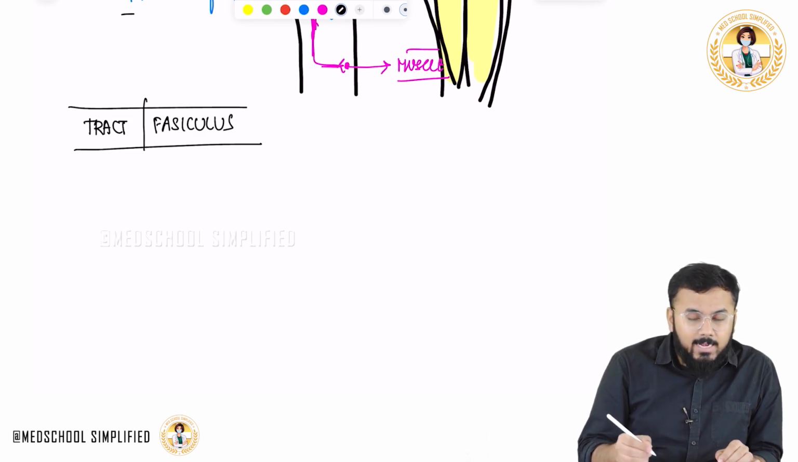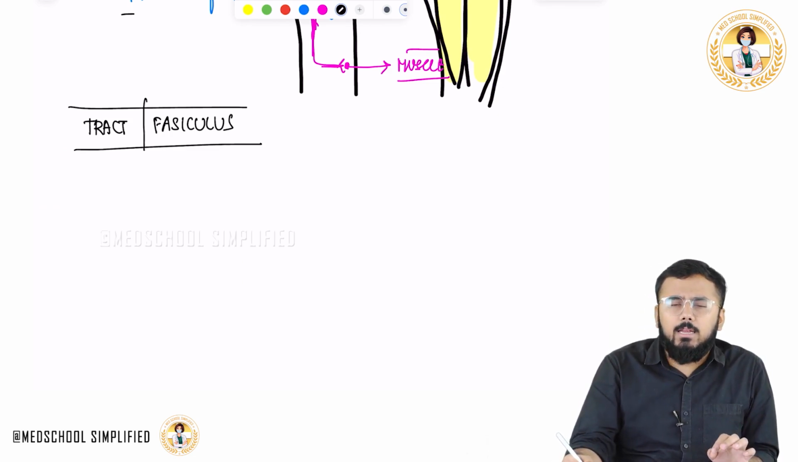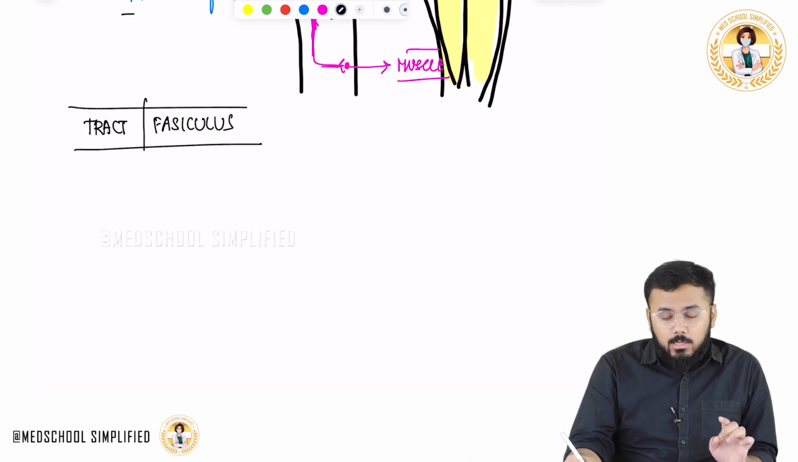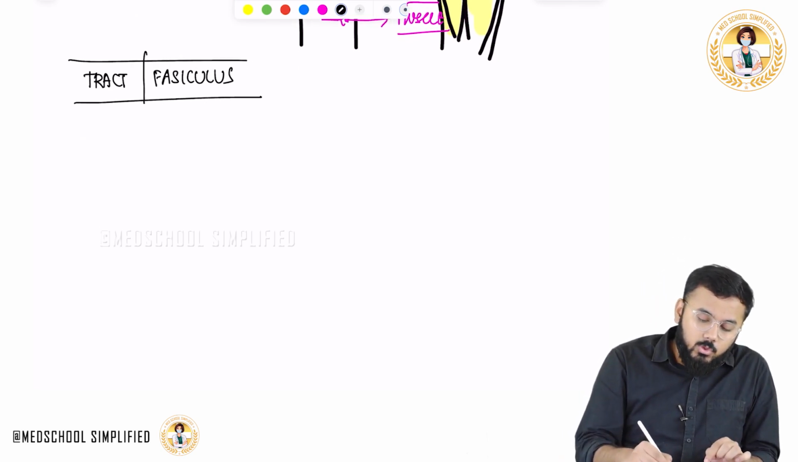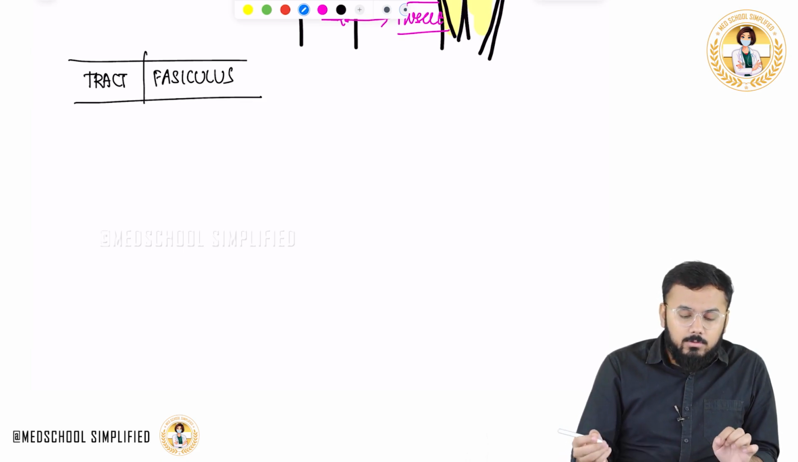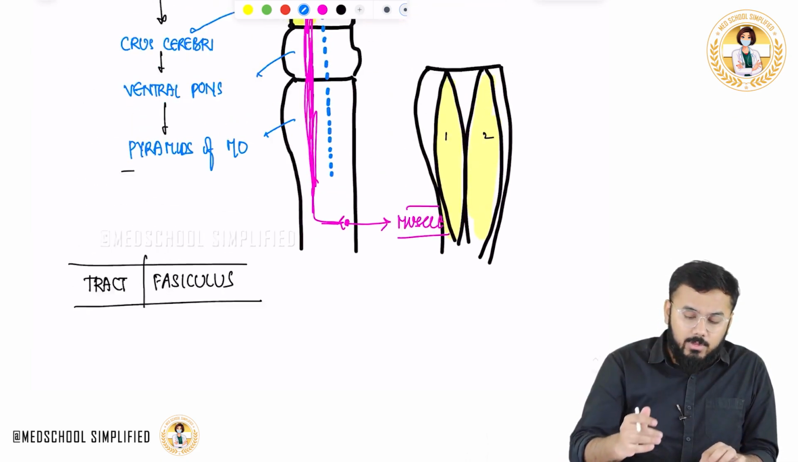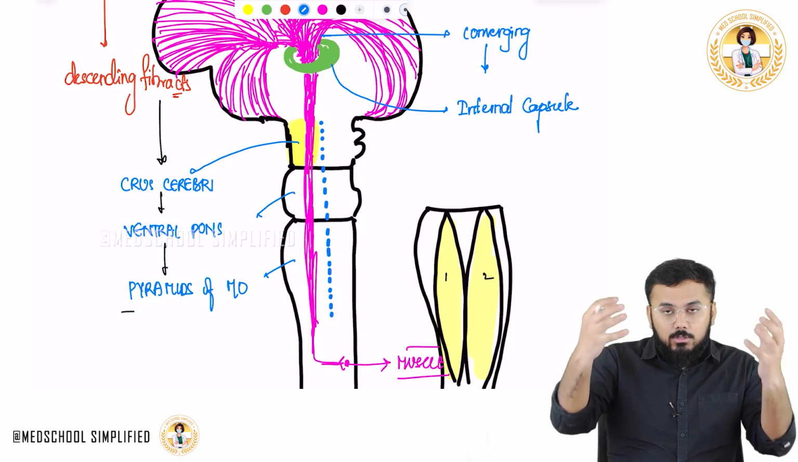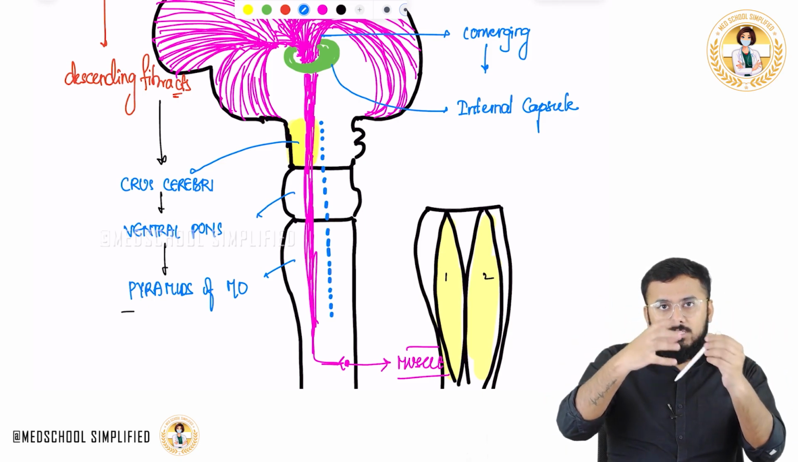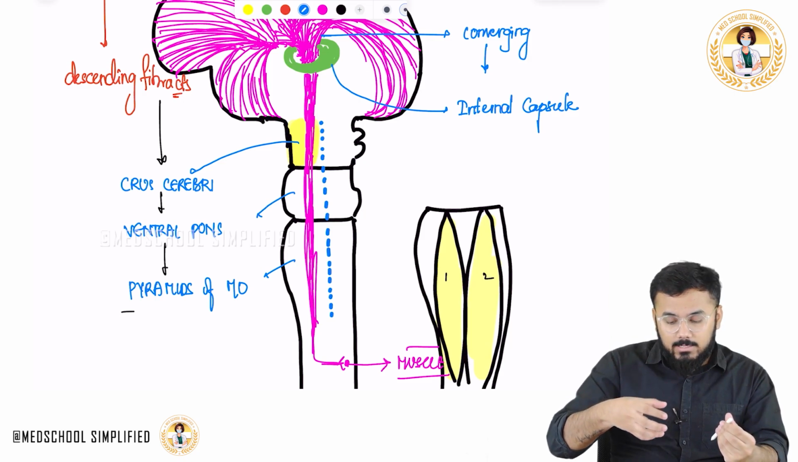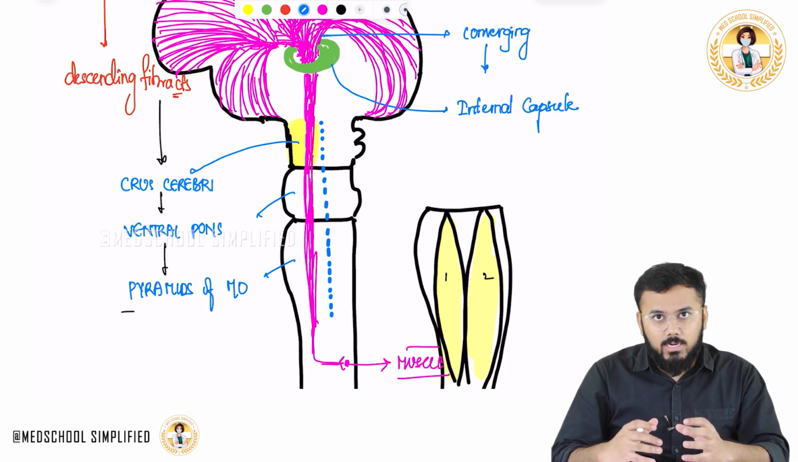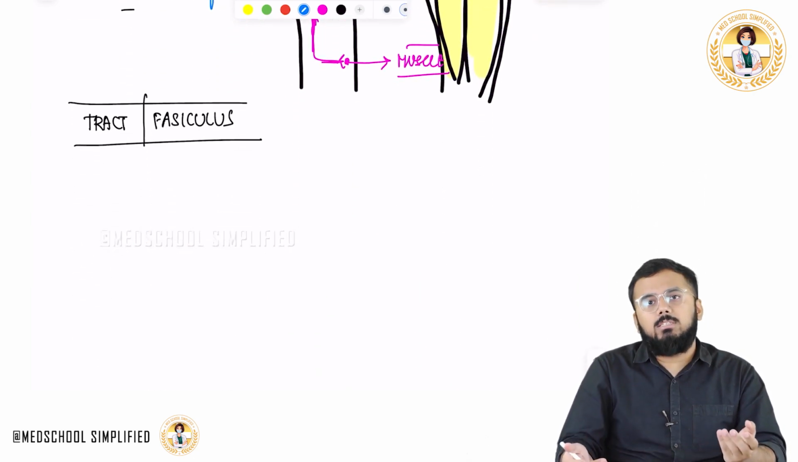Regarding what is a tract and what is a fasciculus, I have told you very detailedly in the starting lectures of neuroanatomy. There are two types of tracts. Tracts are nothing but a bundle of nerve fibers. You see, is this a single nerve? No, a bundle of nerves are converging, and this bundle is passing through the internal capsule and coming down. This is not a single axon, it is a bundle of axons. So this bundle of axons is called a tract.